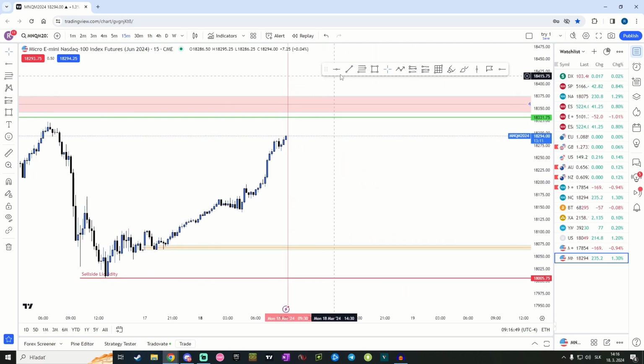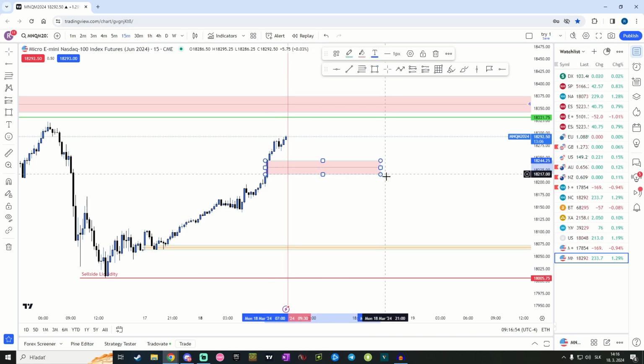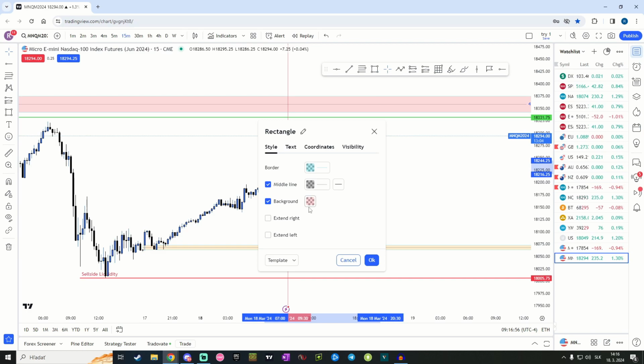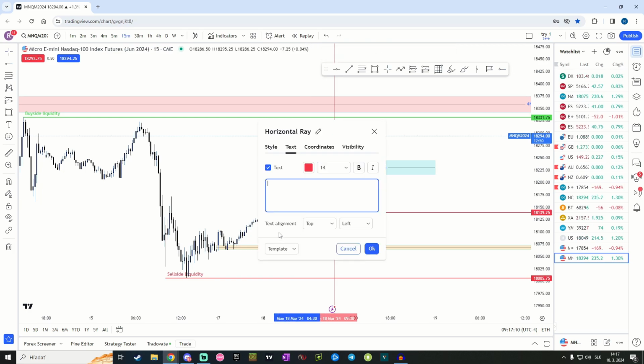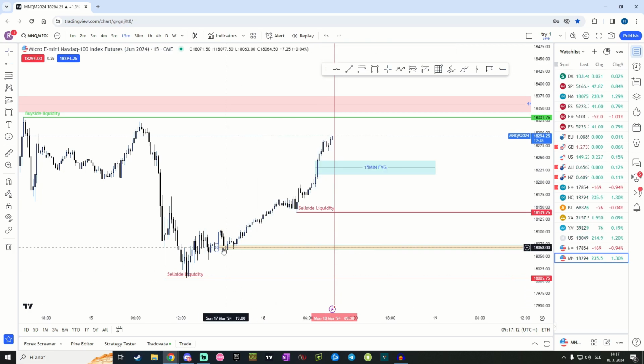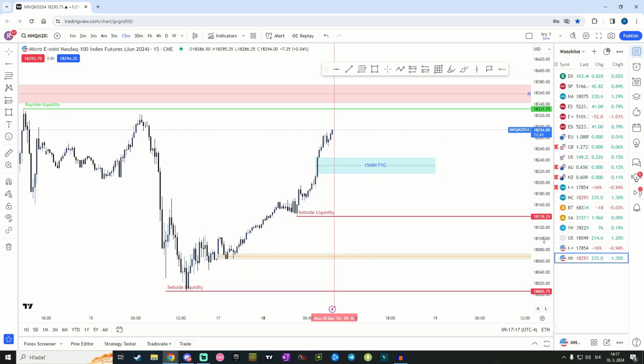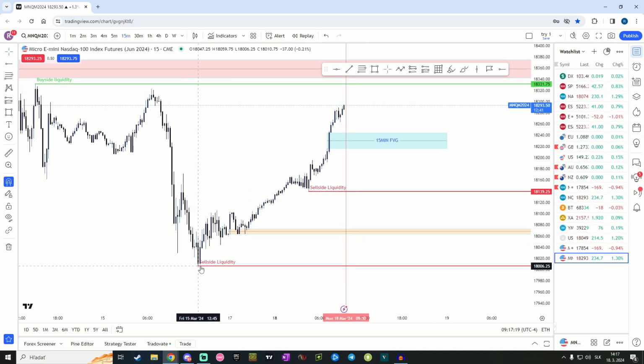On the 15-minute chart, I will note this fair value gap at least. This is a notable fair value gap for sure. And also this sell side liquidity from a London session. This area right here, this is a new week opening gap. I already had it noted before.